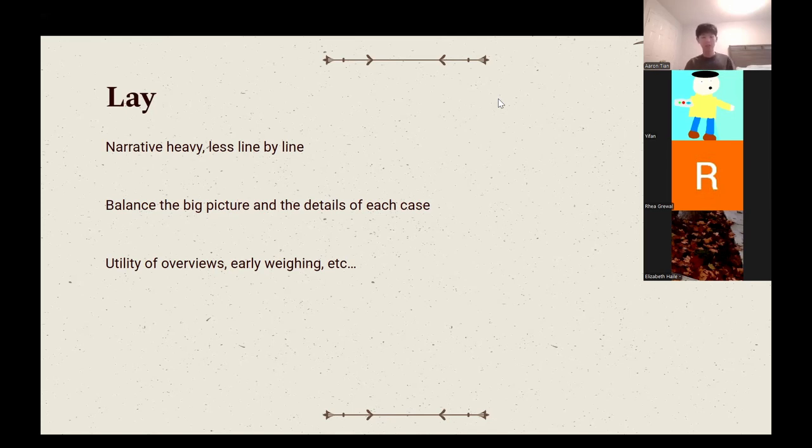And I think using overviews and early weighing is a good way to help keep yourself in check in that regard, because you'll have about 30 seconds to 1 minute at the top of your rebuttal to get down the main big picture narrative that you're talking about, and then the rest of the time you can go down and give some responses directly to each point that they're making.